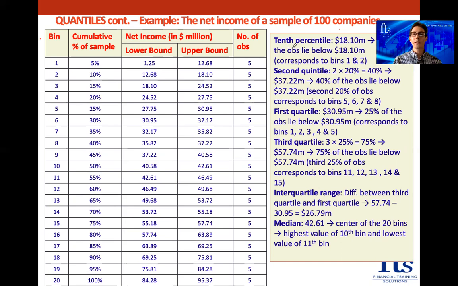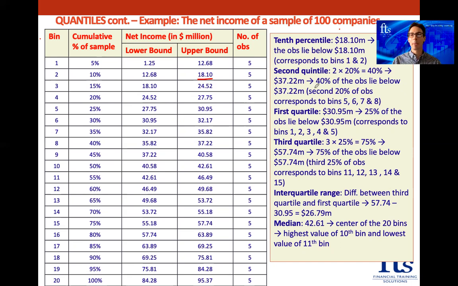So they're asking us question number 1, what is the 10th percentile? Well, there's the 10th percentile over there. So it's going to be 18.1. So what does it mean in English? It means 10% of the observations lie below 18.1 million. And this corresponds to these bins here, number 1 and number 2.